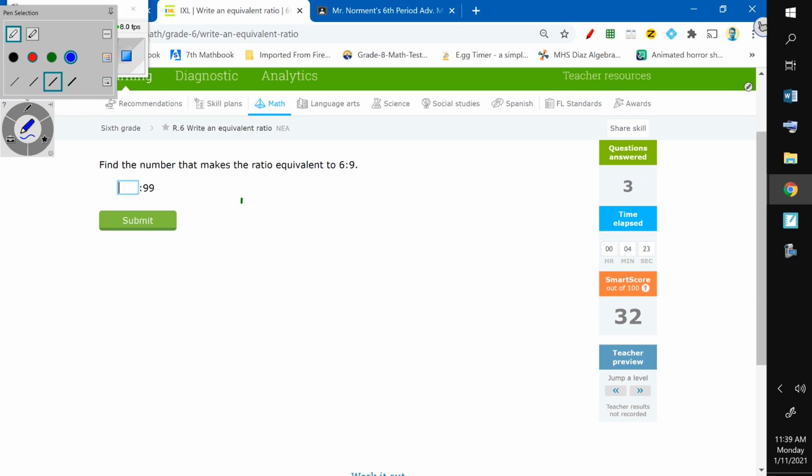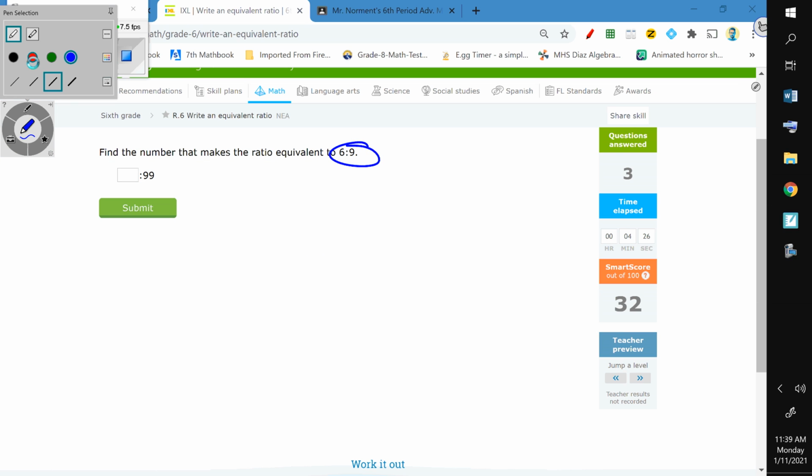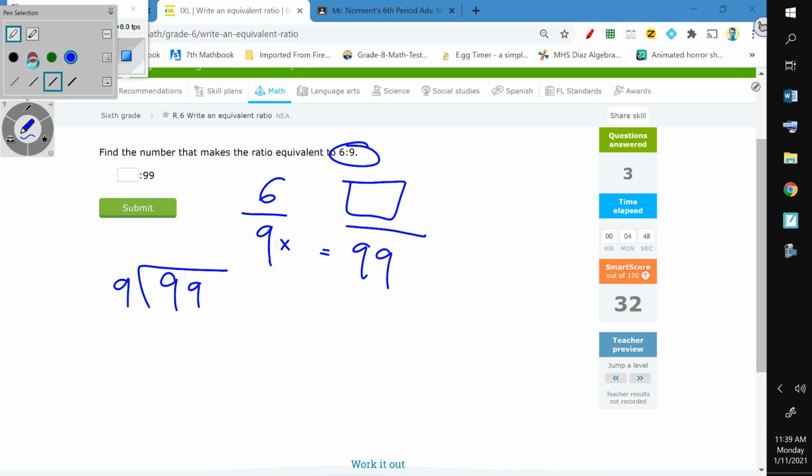Now, sometimes the numbers do get a little bit tricky because they're large. Like in this example. That box is first, so I'm going to put it at the top. Now, you might struggle with 9 times what number equals 99. And if you struggle with that, you're going to have to divide. 9 goes into 99 11 times. So you multiply this times 11, and then you multiply this times 11. And you can use the multiplication table if you want.